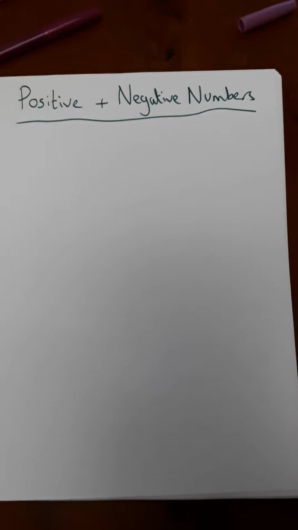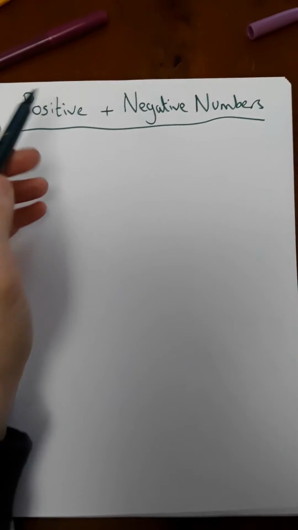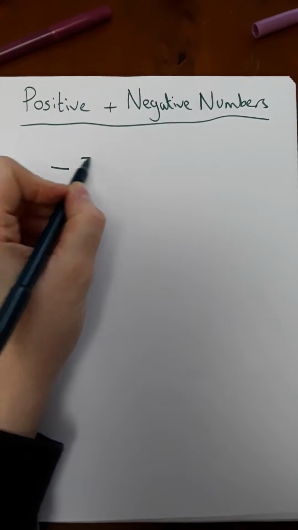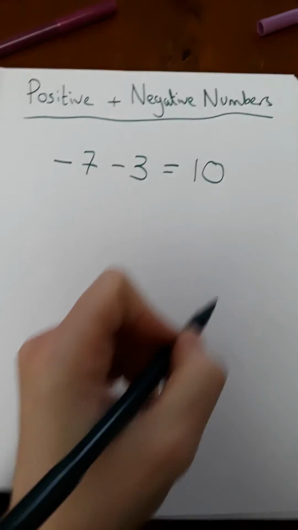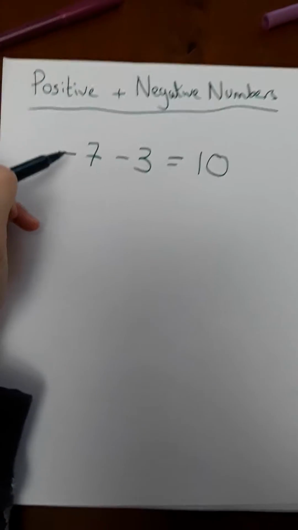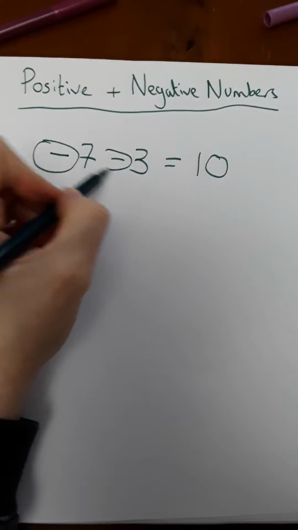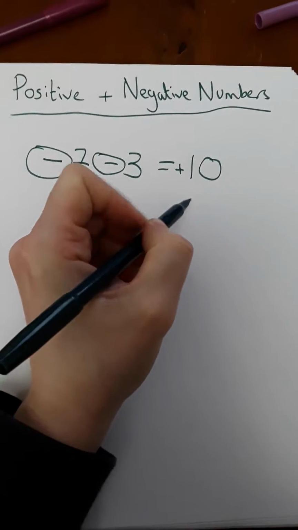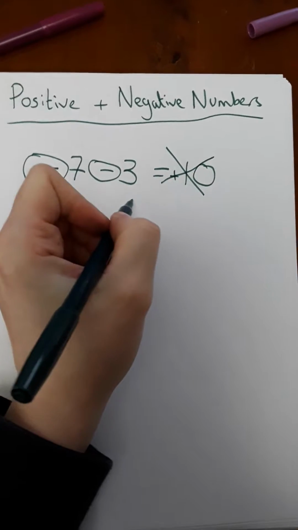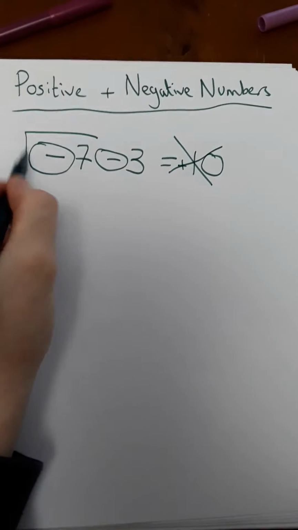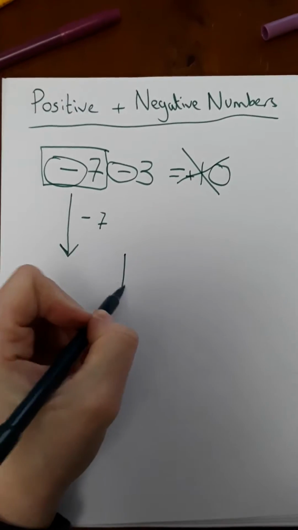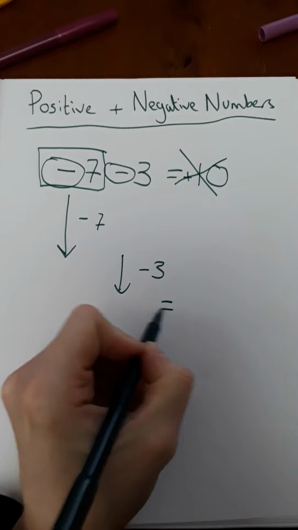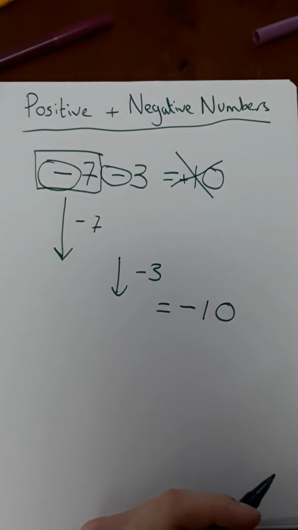Okay, so I want to talk to you about how to work with negative numbers. One of the most common mistakes I see is this: minus 7 minus 3 equals 10. And when I ask people how they got that answer, they say, well, I've got a negative here and a negative here, so that makes a positive. But this is incorrect. What this really means is that I'm going down by 7, and then I'm going down by another 3, so that equals minus 10 in total.